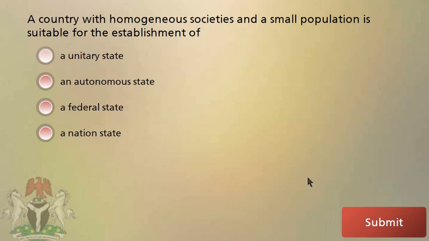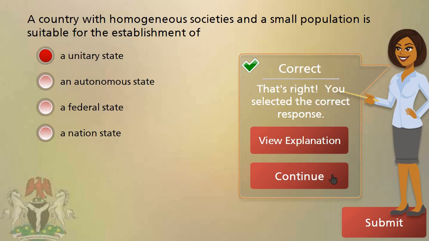Question 20. A country with homogeneous societies and a small population is suitable for the establishment of A. A unitary state, B. An autonomous state, C. A federal state, D. A nation state. The right answer is A, unitary state. A unitary state refers to a state with only one level of government. This type of arrangement is suitable for homogeneous societies and small population. A.